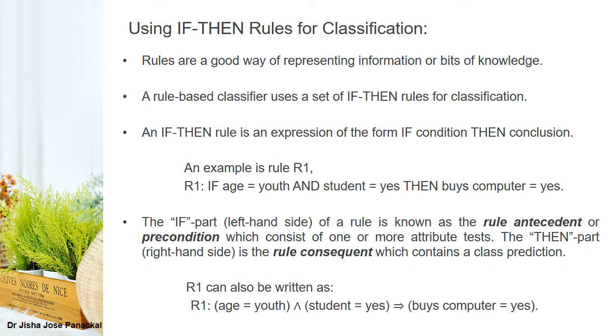The if part, or the left hand side of a rule, is known as the rule antecedent or precondition, which consists of one or more attributes. The then part, or the right hand side, is the rule consequent, which contains a class prediction. The rule can also be written as age = youth AND student = yes implies buys_computer = yes, as we discussed earlier. So a rule can be represented like this also.